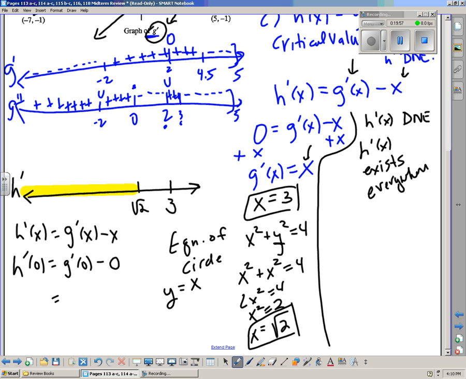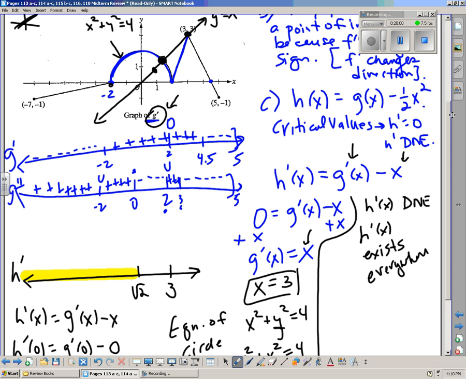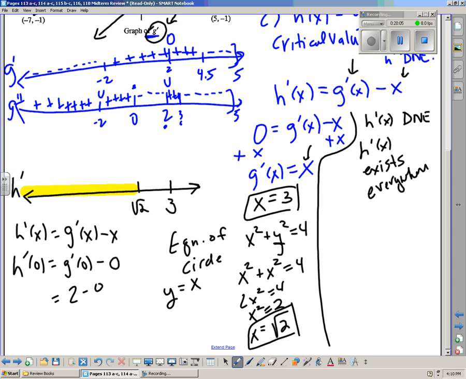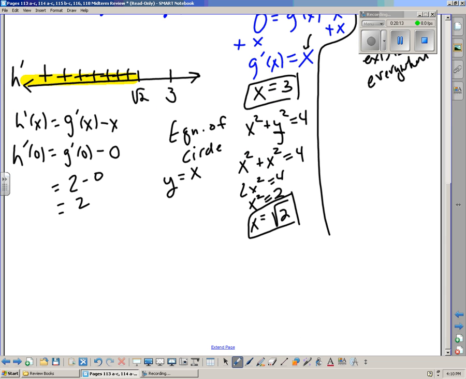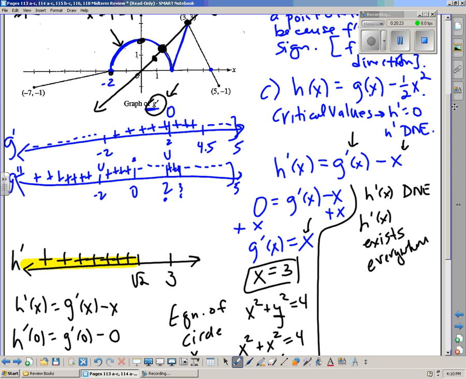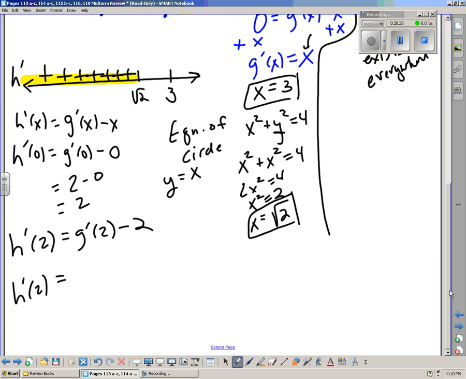Well, g prime of 0, I can look at the graph, g prime of 0 was 2. And 2 minus 0 is 2. So along this whole interval, I know the derivative is positive. Then between radical 2 and 3 is the number 2. So I'll look at h prime of 2 being g prime at 2 minus 2. G prime at 2 is a nice easy value to get. G prime of 2 is the y value of the graph we were given, which is 0. 0 minus 2 is negative 2. So on this interval, we're negative.